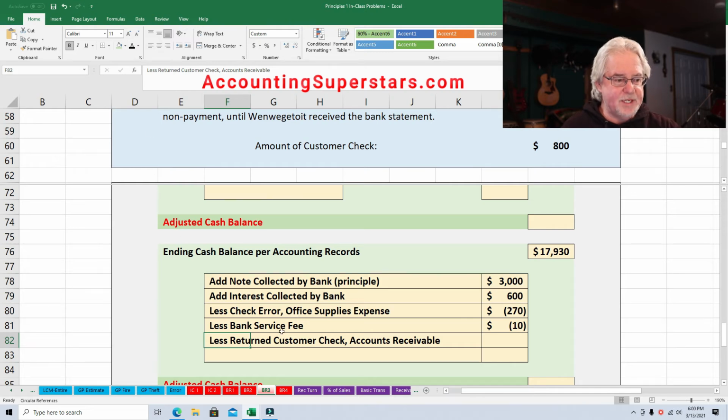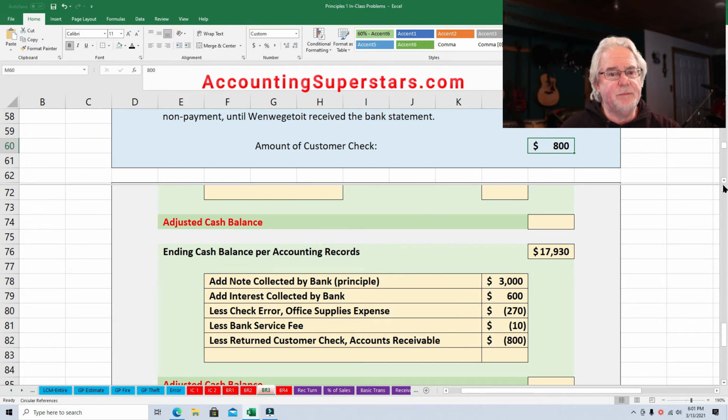And we'll list it here as less returned customer's check. And if we had the check number, we would want to identify that down here too. And what we're doing is we're going to put it in accounts receivable because this customer owes us. They owe us money. Now, here's the sad part, folks, is that we're going to have to decrease our cash account by $800 because that $800 deposit, we thought we had $800, but we no longer have that. It never materialized. So we have to subtract it back out.